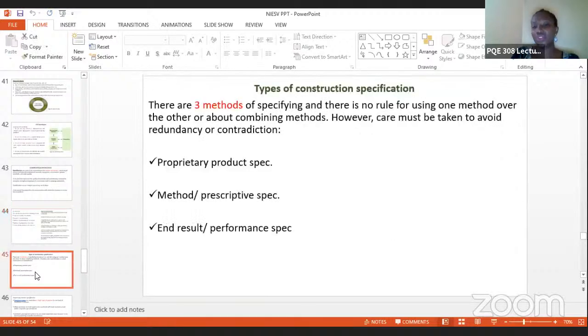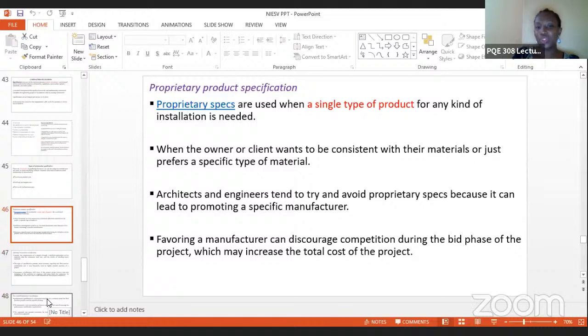So we have three types of construction specification. There are three methods of specifying, and there is no rule that says one method is better than the other. However, care must be taken to avoid redundancy or contradiction. We have the proprietary product specification. We have the method specification, another name for which is the prescriptive specification. And the last one, we have the end results, another name for that is the performance specification. These types of specifications are just as the name implies, and you're going to see it as we move on. So let's talk about the first one, which is the proprietary product specification.